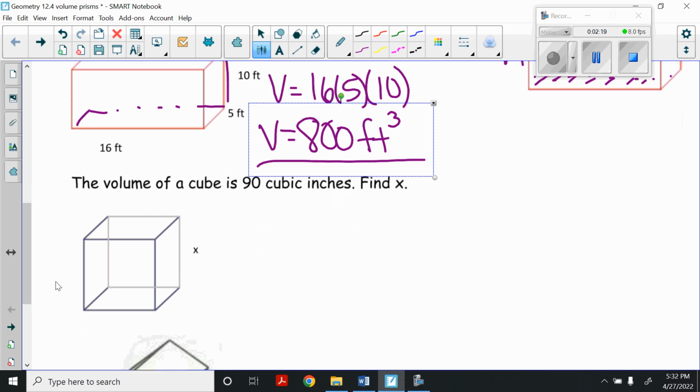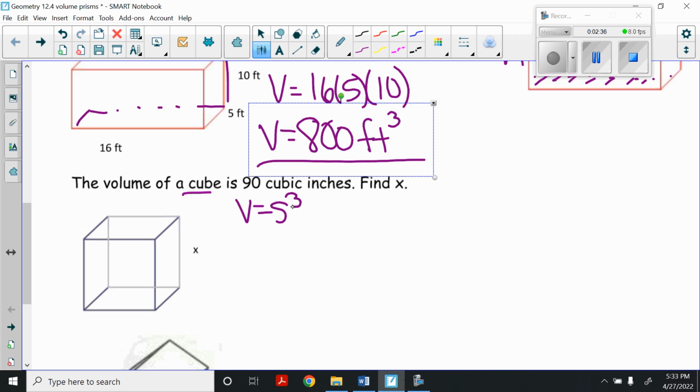The volume of a cube is 90 cubic inches. Find x. So this time they give me the volume, and they want to know the side length. Remember, it tells me it's a cube, and at the top we saw the volume of a cube postulate. So the volume of a cube is s cubed, right?